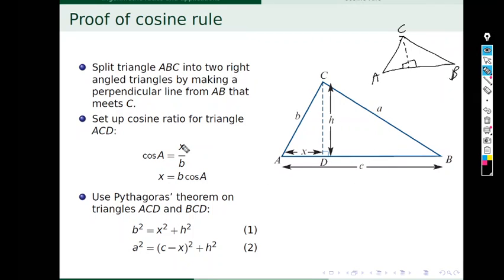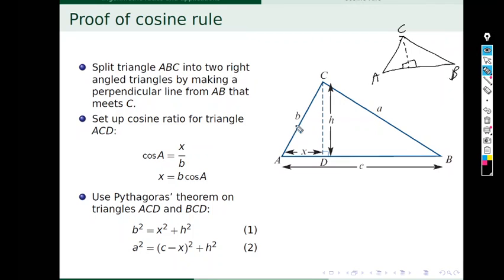Let's go through the proof now that we see how it's been set up for us. So cos of A, because of this angle A, is adjacent over hypotenuse. The adjacent is x, and the hypotenuse is b, opposite the right angle. If you rearrange that for x, you times both sides by b and get x equals b cos A.